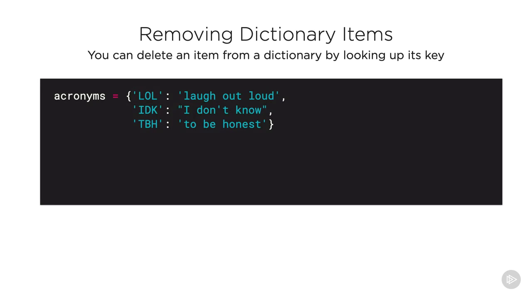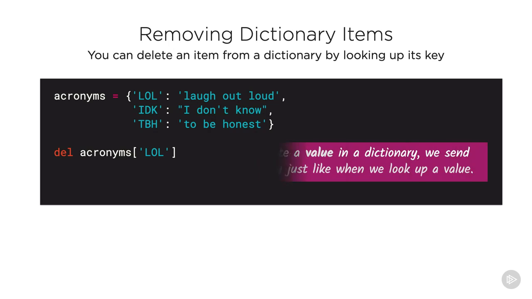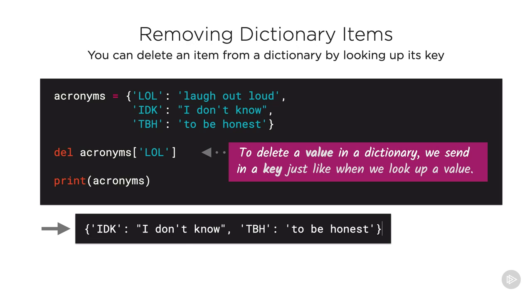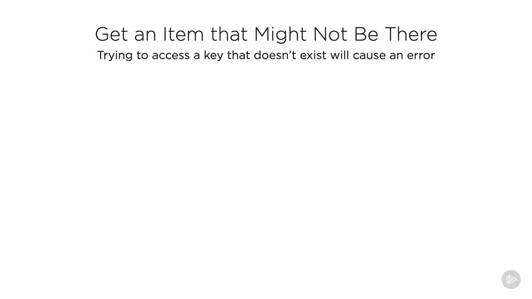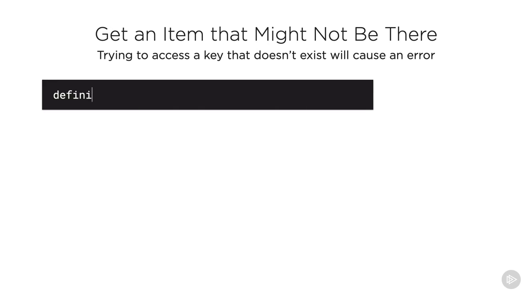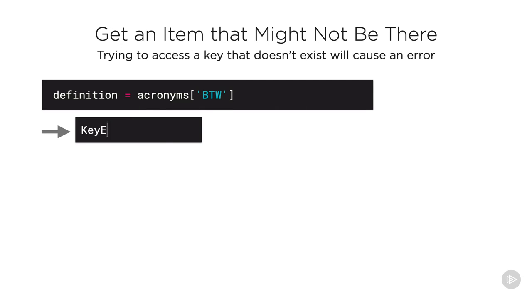To delete a value in a dictionary, we use the keyword del, short for delete, and then use the key LOL, just like we did when we looked up a value. If we print the dictionary again, we can see that the LOL key value pair was removed. If we try to access a key that doesn't exist, we'll get a key error.